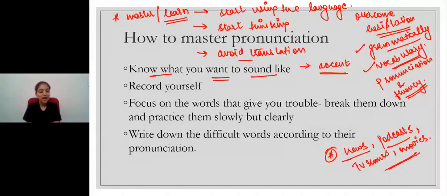Which college am I from? I am from Delhi University. I completed my graduation and my post graduation from Delhi University, right?